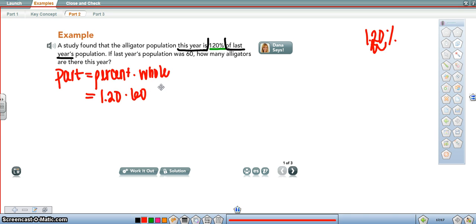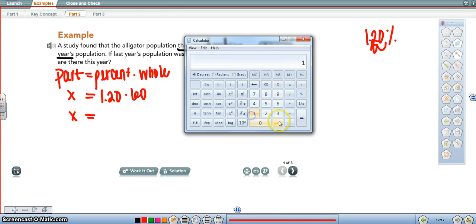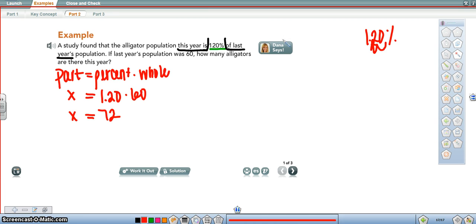We're trying to find this year's population. This year is our part, and this year we don't know. So we can use the variable x since we don't know the part. Well, according to this percent equation, we just need to multiply 1.20 times 60 and we will find the part. We will find the answer to the question. 72. That means that there are 72 alligators this year.